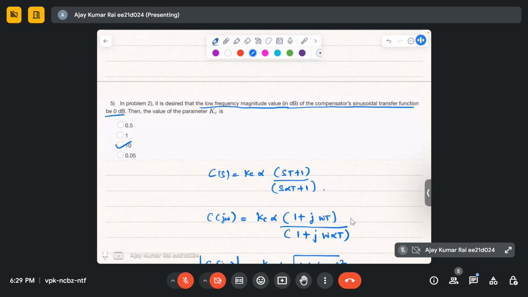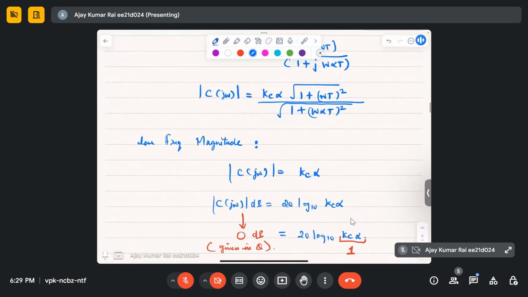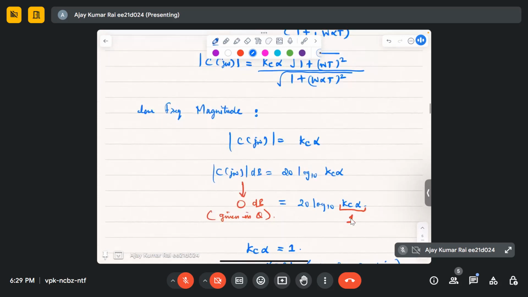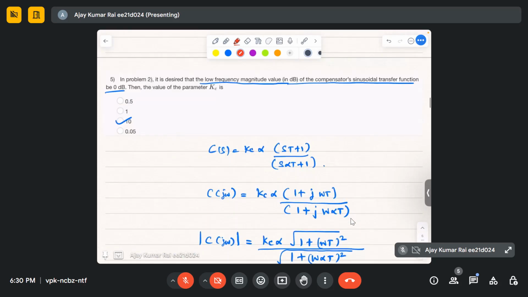Okay, so what was given in the question? It's given that the low frequency magnitude for the sinusoidal transfer function is 0 dB. And from looking at the transfer function for the compensator, we know the low frequency magnitude is equal to Kc into alpha. Let me highlight this. So this is the low frequency magnitude here. In dB it is equal to 0 dB. So we know Kc into alpha is equal to 1. Alpha is given as 0.1, so you can easily find out the value of Kc, which is 1 by 0.1. The answer is 10.